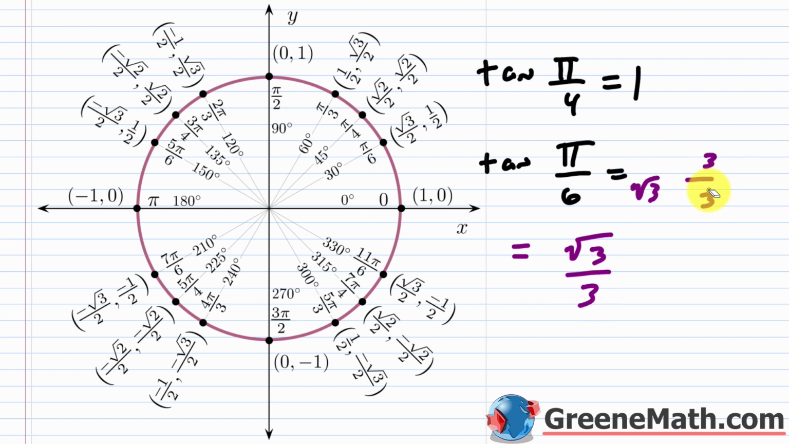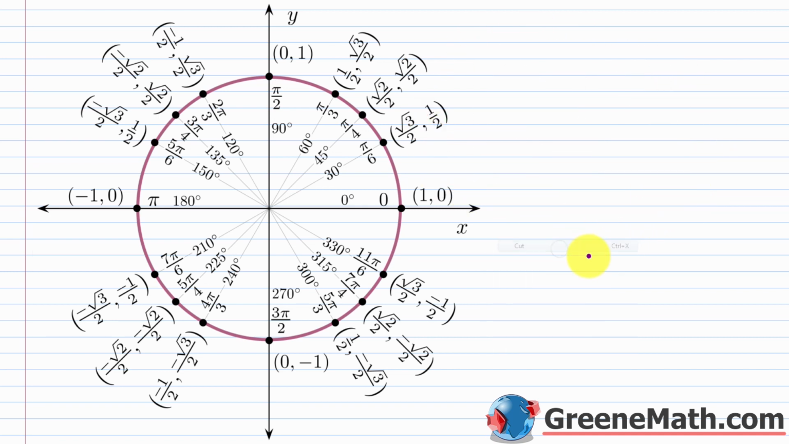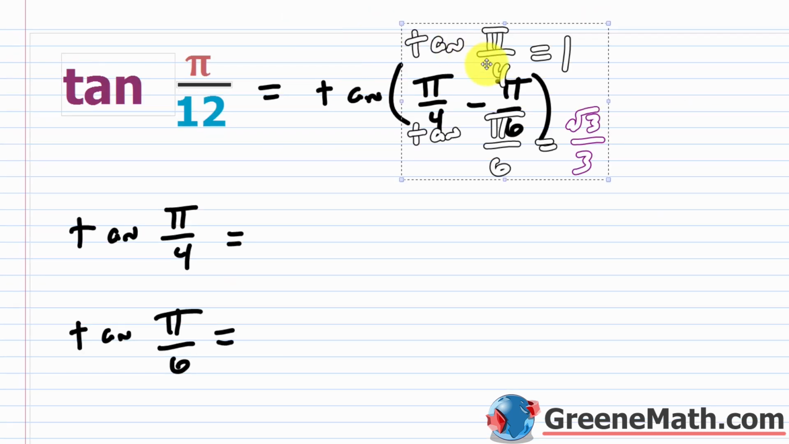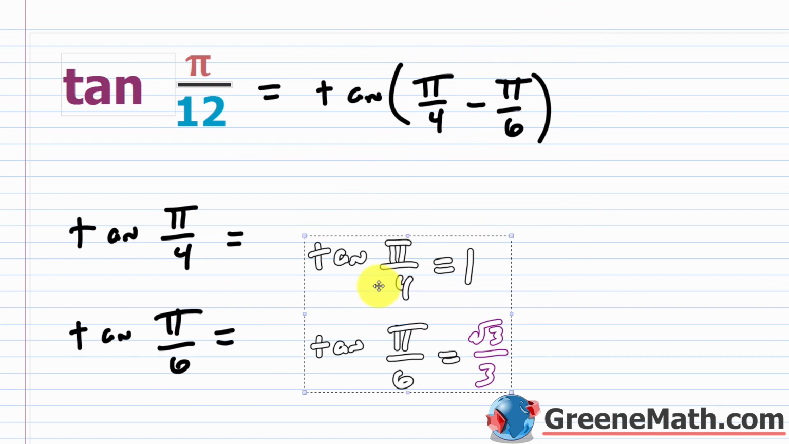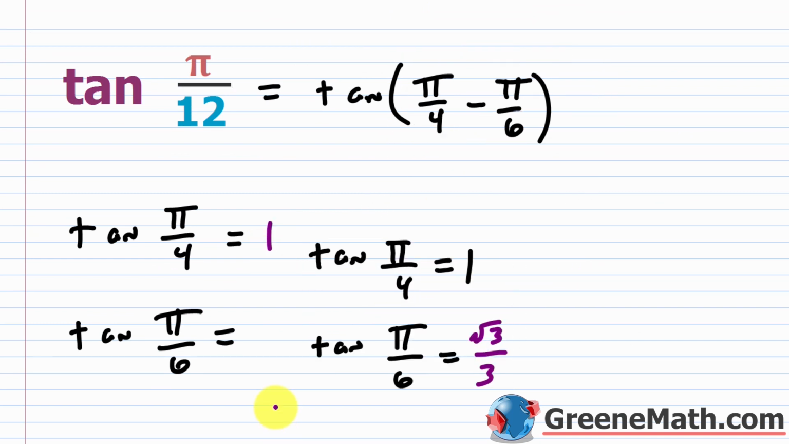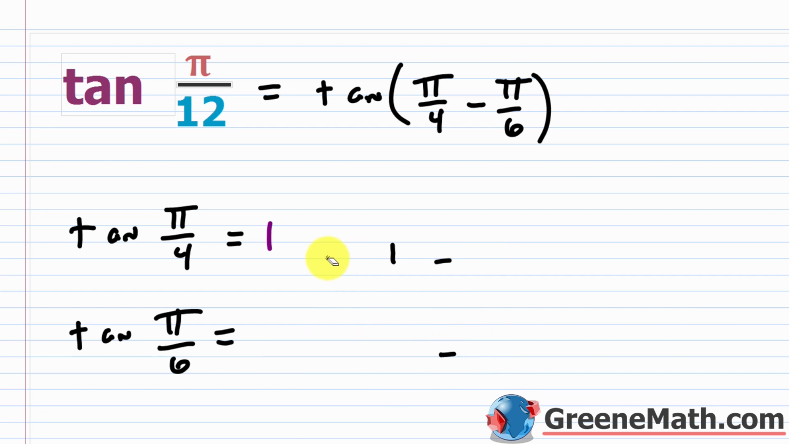Okay, so let me write this in a more compact way. So square root of 3 over 3. Let's copy this, and let's go back, and let's just paste this in here real quick. And so this is 1, and this is square root of 3 over 3. Okay, so now that we figured that out, we can use our little difference identity.